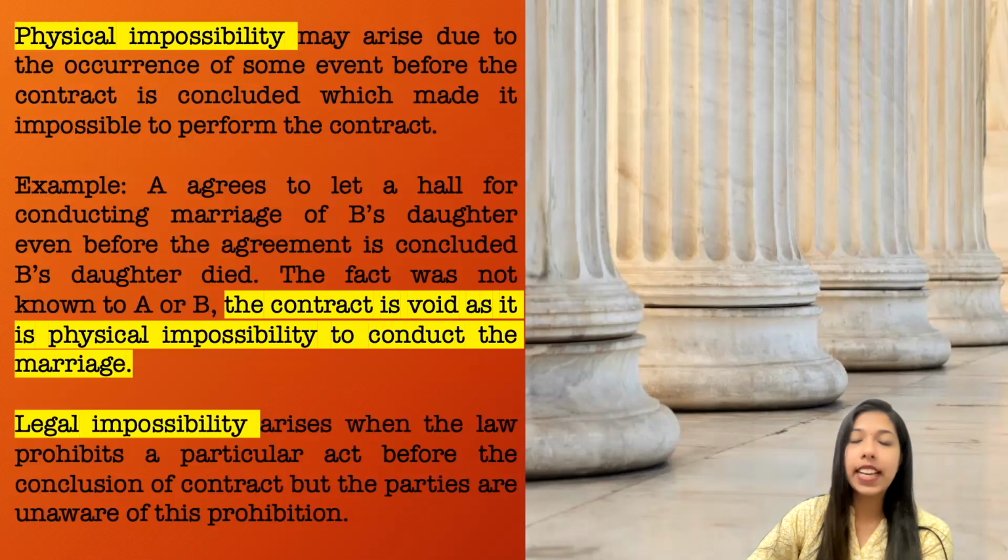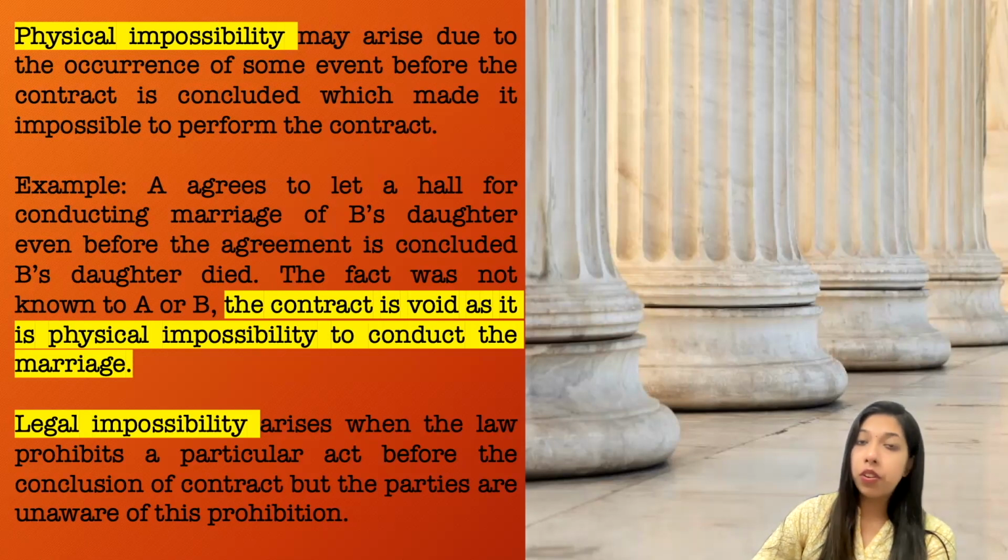The first one is physical impossibility. The meaning is that it mainly happens when some particular event occurs before the contract is concluded, which makes it impossible to perform the contract. For example, A agrees to let a hall for conducting the marriage of B's daughter. Meanwhile, before the conclusion of the agreement, B's daughter died, and this fact was not known to A and B. In this situation, the contract is void as it is physically impossible to conduct the marriage because the particular lady had died. So there was a physical impossibility.